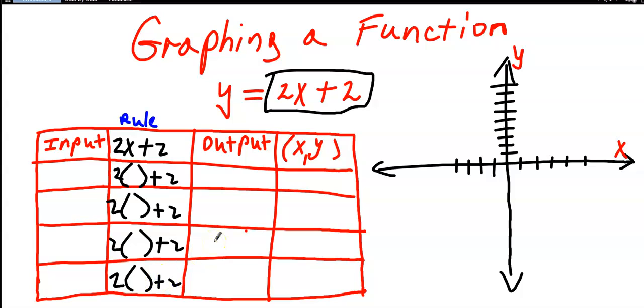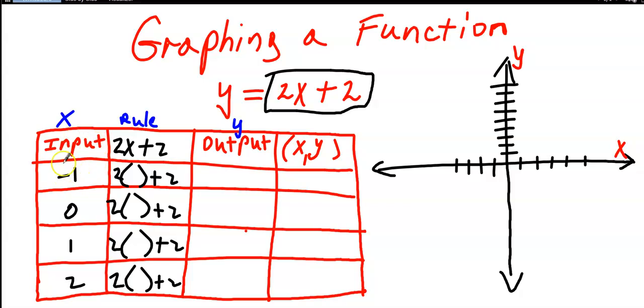Now, the inputs are going to be chosen by you, so let's work with easy values like -1, 0, 1, 2. These are the values that we're going to put in. Now remember, these are the x values. The input is the x value. The output is going to be our answer, which comes out to be the y value.